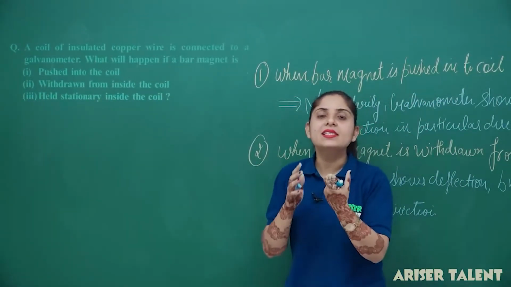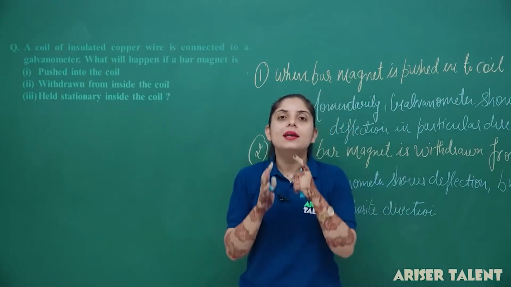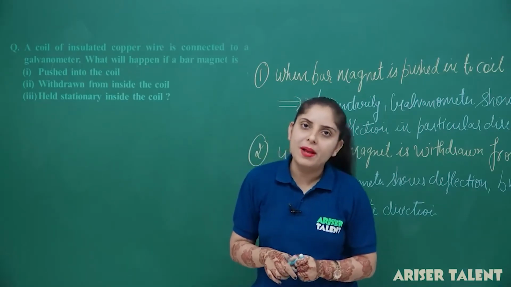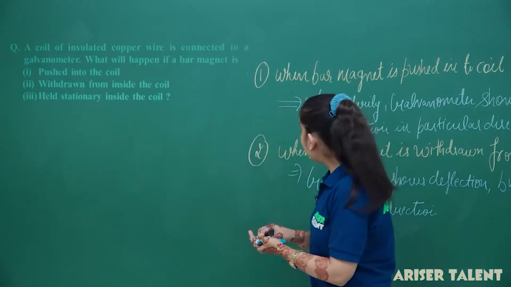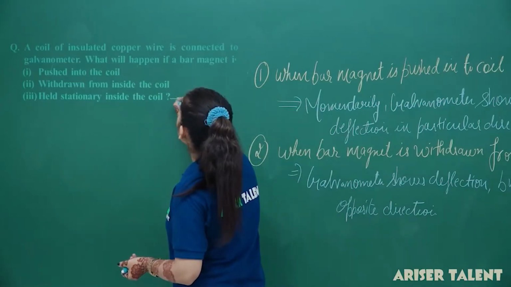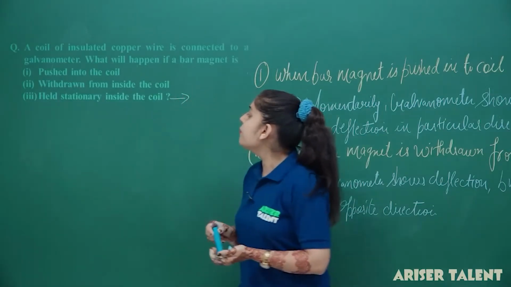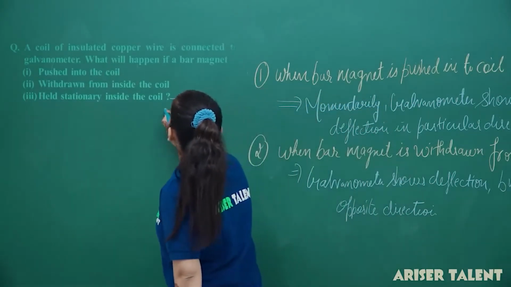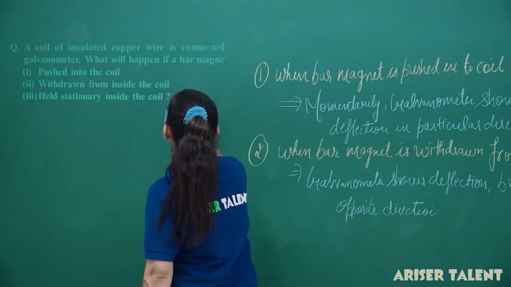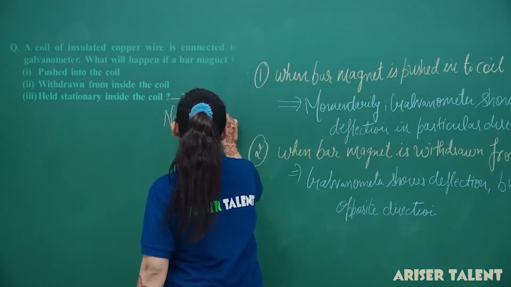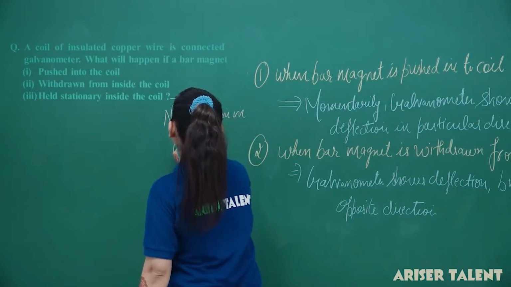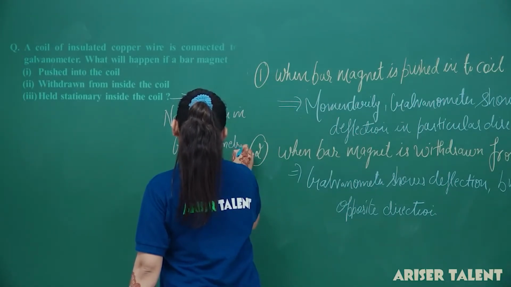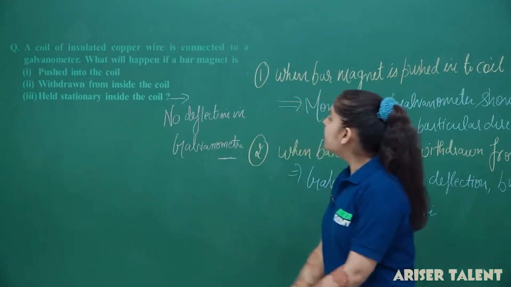If the bar magnet is kept stationary inside the coil, then there will be no deflection in the galvanometer because there will be no current passing through the coil. So, in the third case, if you hold the coil stationary in the field and the bar magnet is held stationary inside the coil, no deflection will be shown by the galvanometer. So, this will be our third part.